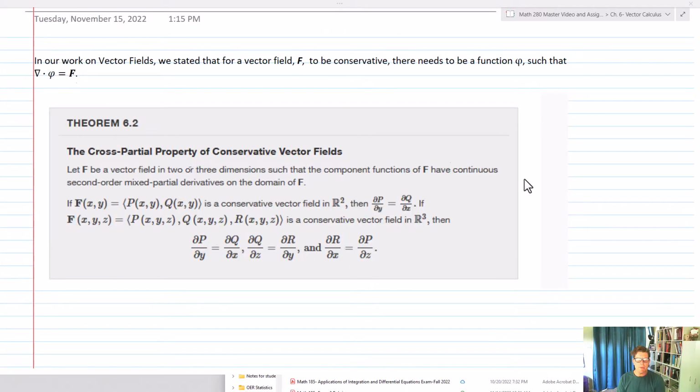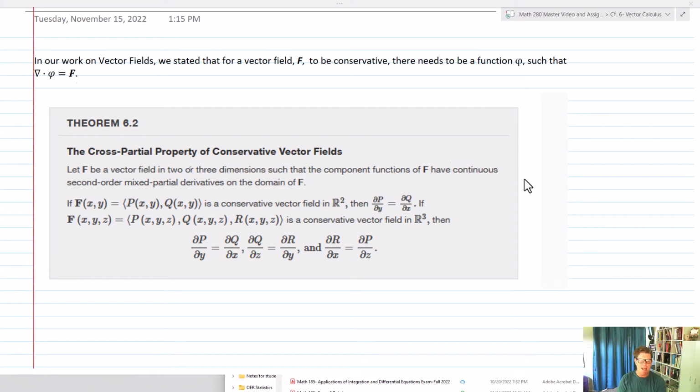One of the things that we do know is that we've got this thing called the cross partial property of conservative vector fields. So if we've got F as a vector field in 2 or 3 dimensions, such that the component functions of F have continuous second order mixed partial derivatives on the domain of F, if F equals P, Q, right? So P of x,y, Q of x,y, those are 2 functions that make up our vector field. If F is a conservative vector field in R2, then dP/dy is equal to dQ/dx.